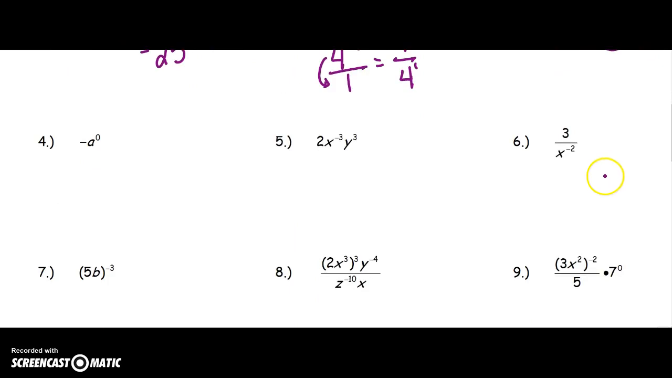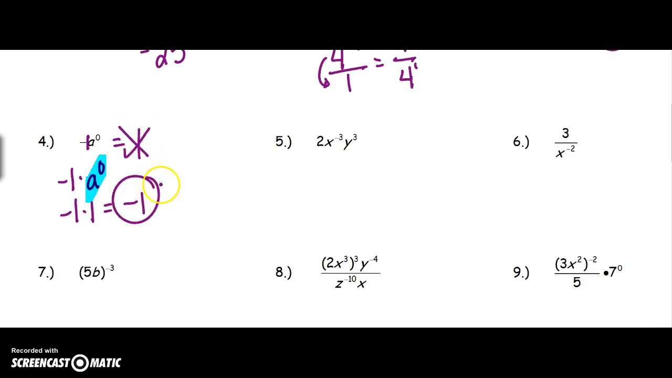Example 4 may seem a little bit confusing. If you think the answer is 1, you are almost right. If we had parentheses around that -a, yes, your answer is 1. But since we do not have that, you have to think of it as negative 1 times a to the 0 power. A to the 0 power is 1. We can't forget about that negative, so our answer is negative 1.